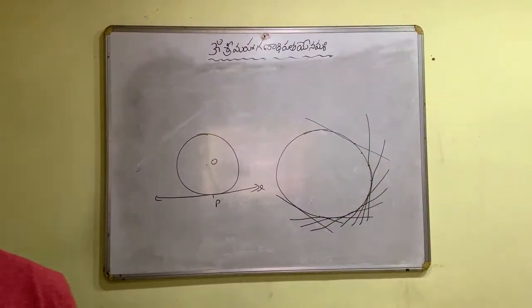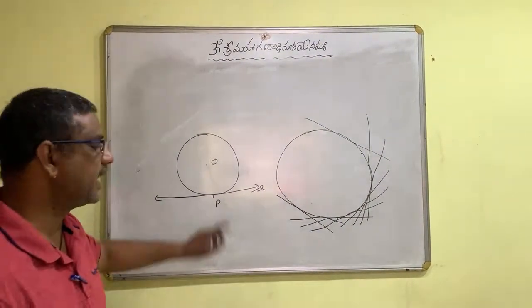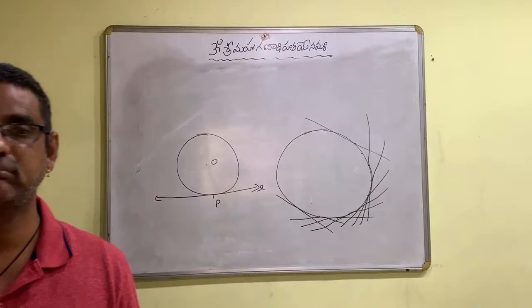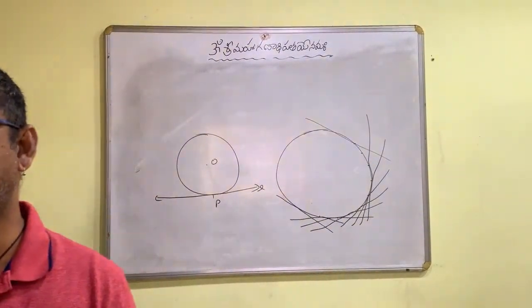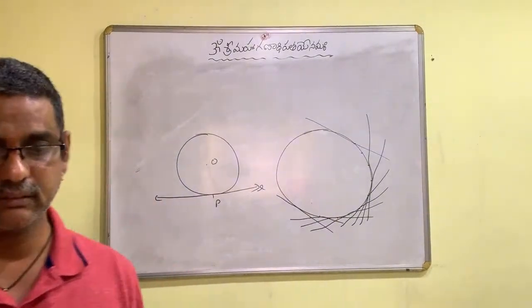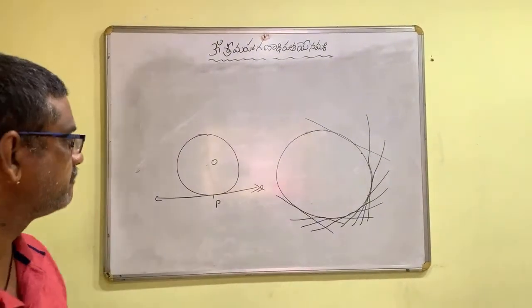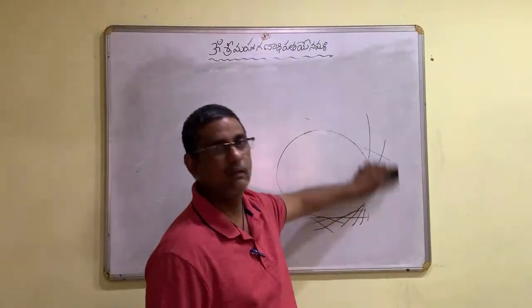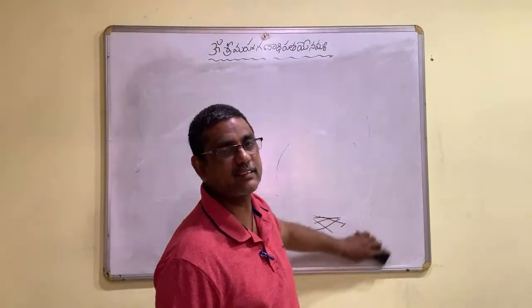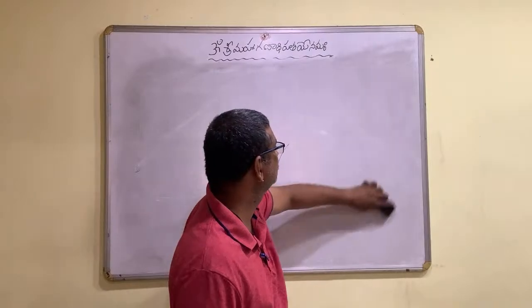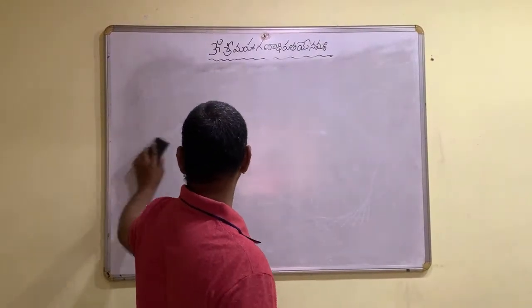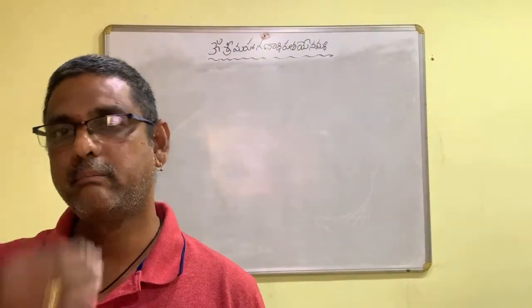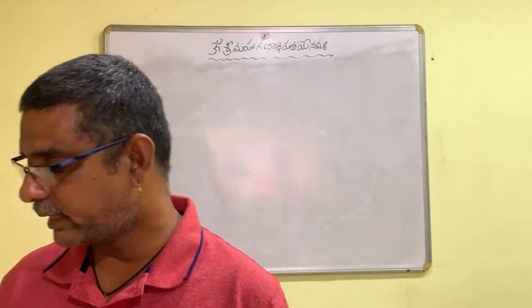Now, second point is, at one point, we can draw only one tangent. Okay, na? At one point, we can draw only one tangent. These 2 points you have to keep in mind. Now, children, can anyone say real life examples for tangents to a circle? Anyone?